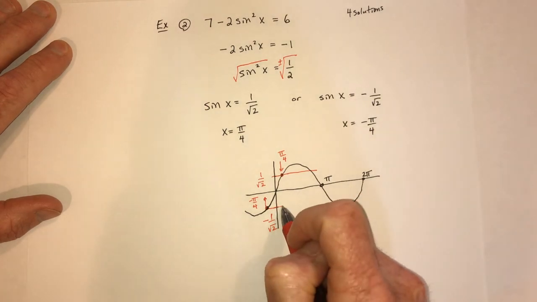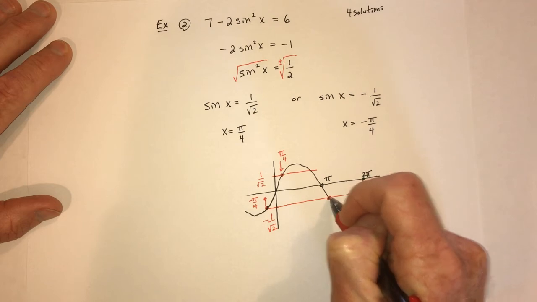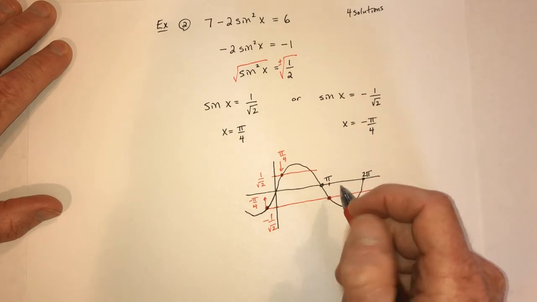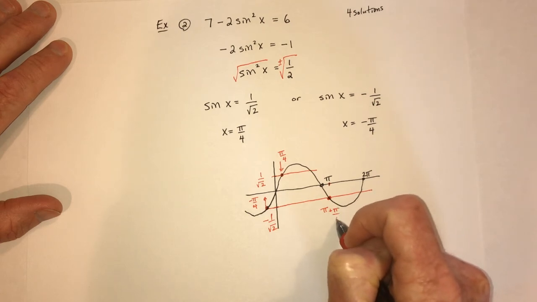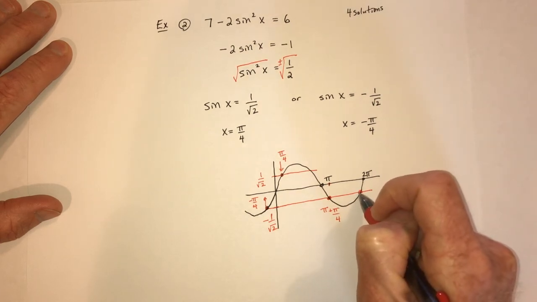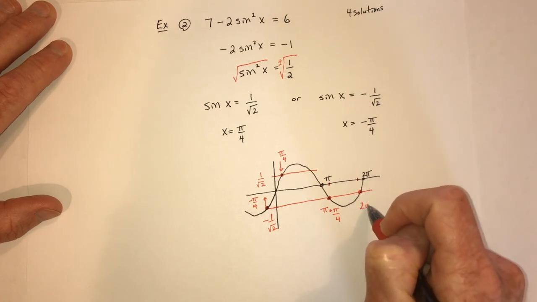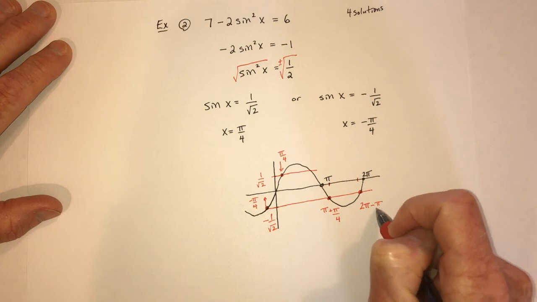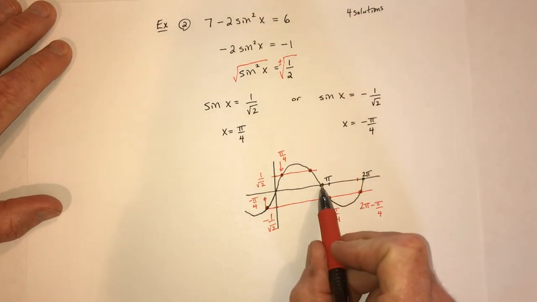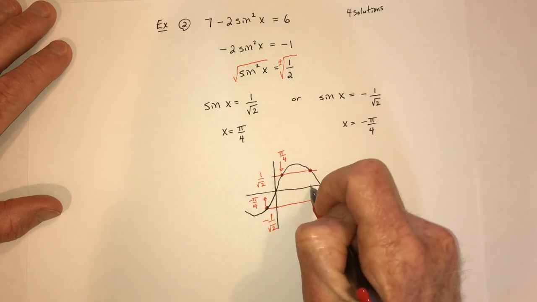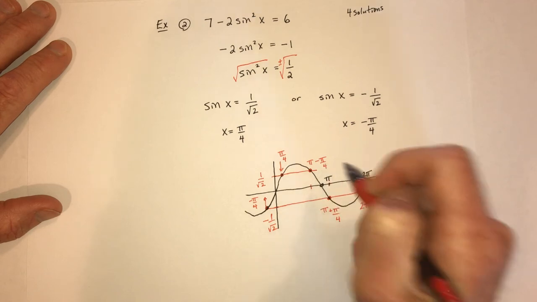So if you make this line go straight across, then this answer is to the right of pi, so that means it's pi plus pi over 4. And this answer is to the left of 2 pi. So that would be 2 pi minus pi over 4. And this one, well, it's to the left of pi. So it's going to be pi minus pi over 4.